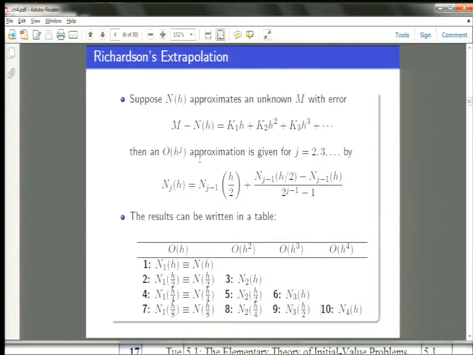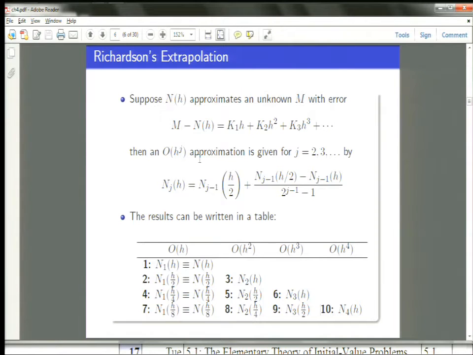This is the way to accelerate. Accelerate is a word you can use here as well. But it's called extrapolate because you're taking 2 h values and you're trying to go to h equals 0, but you're not really doing it. So why not just keep on going here and call this n2? So this is n2 of h. Let me write it out in more detail here.